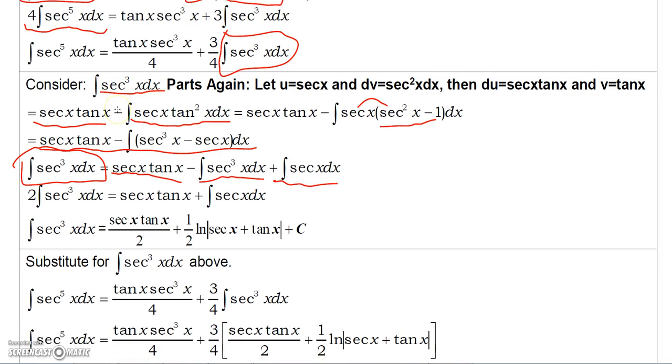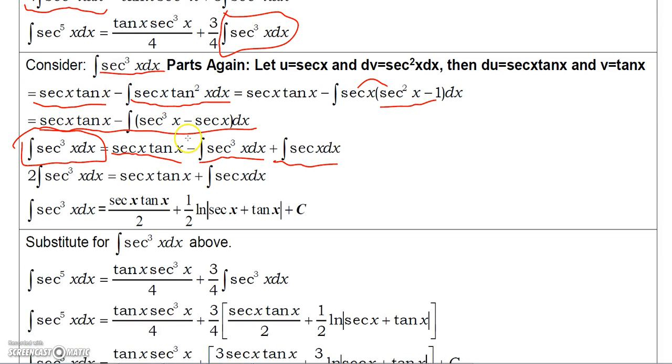Now I can do that little trick again. Notice that this integral right here is actually the same as this integral over here. So if I added this integral to each side, I would get two of these integrals, and then of course it would eliminate the middle term here, and I would just get these two terms here. Alright, then I can divide both sides by 2 to solve for this integral.